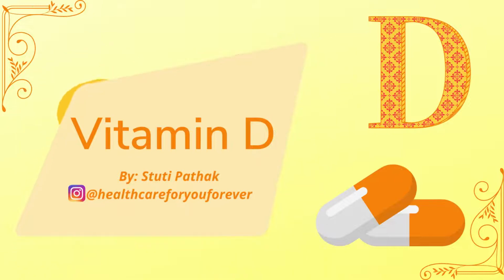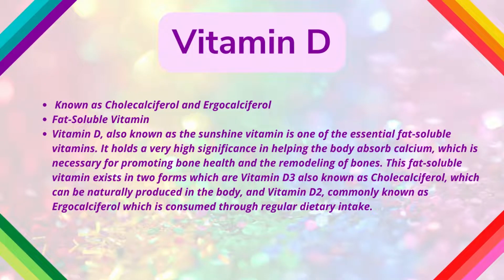So let's get started with this particular presentation. Okay, so what is basically vitamin D? There are two types of vitamin D. One is cholecalciferol and the second one is ergocalciferol. Cholecalciferol is known as vitamin D3 and ergocalciferol is known as vitamin D2. It's a fat soluble vitamin, unlike vitamin B and vitamin C, which are water soluble vitamins.